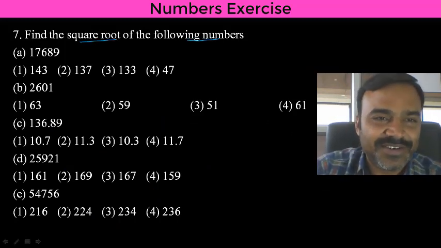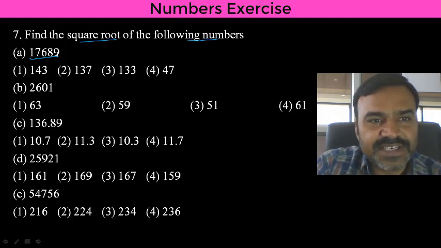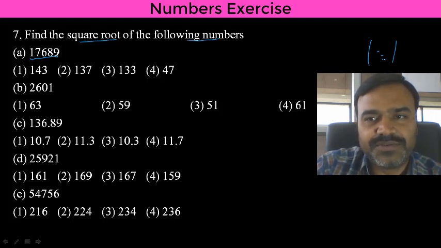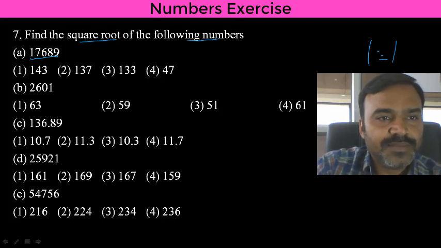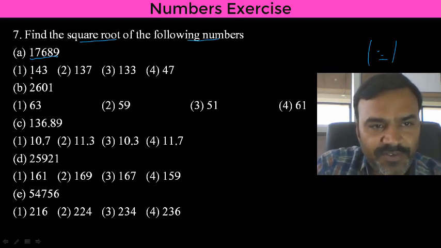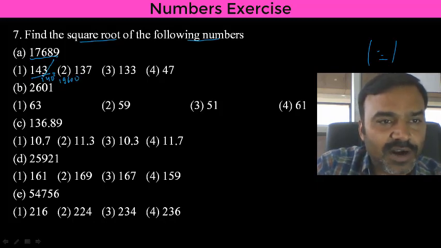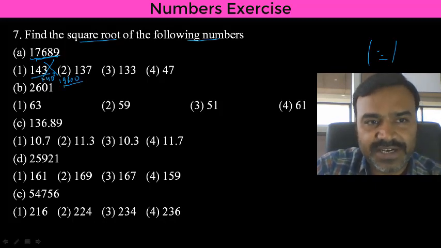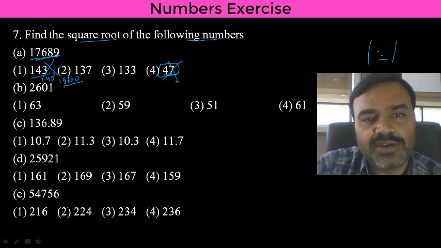Now this is very interesting, really interesting, right? First one is 17689. There is a bar method, and we do some division method. This is not required here, right? Listen to me very carefully. I'll explain certain things. 143, the nearest simple number is 140. 140 square is 19600. So 143 cannot be the answer, because this 19600 is higher than 17689, right? 47 is very low, even 50 square is 2500, so that also cannot be the answer.